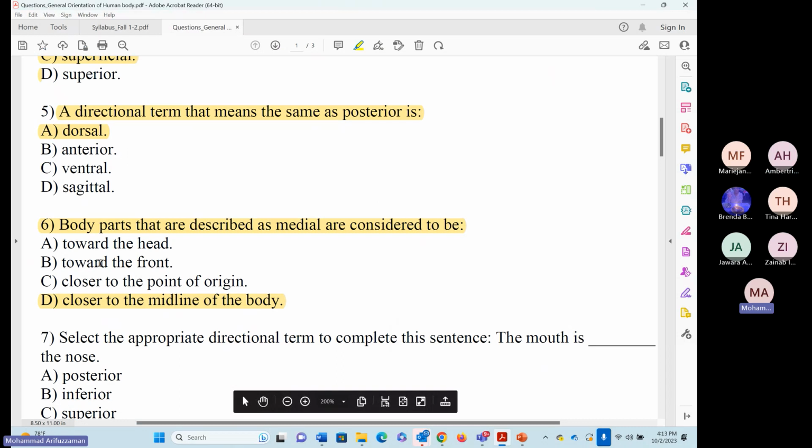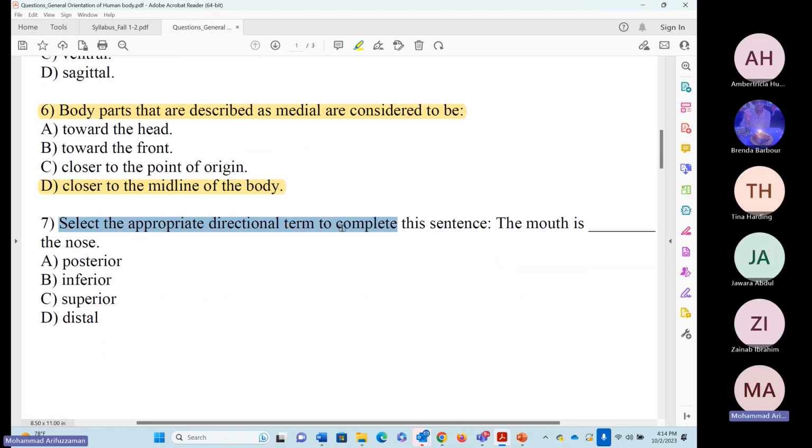And toward the front, anterior. And closer to the point of origin, proximal. Proximal, correct. Good. So that is the proximal. But the correct answer here is closer to the midline of the body. Great.